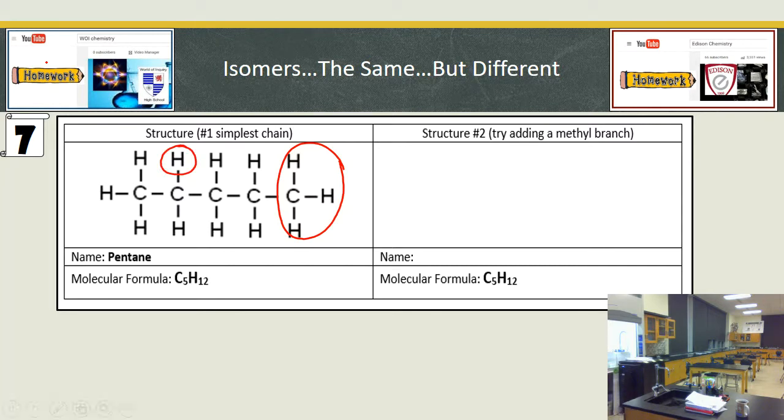Okay. So that leaves me with 4 carbons to draw. I'll try to draw slower this time. And then I'm going to put a methyl on the second carbon. And I'm going to fill in my H's.